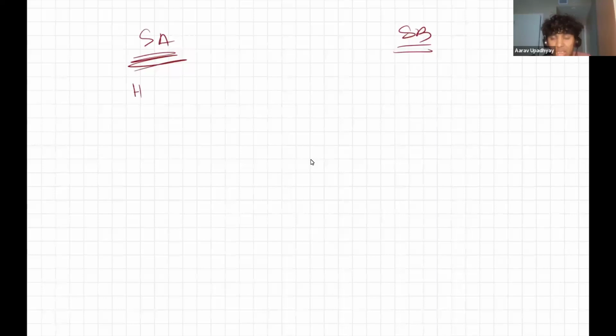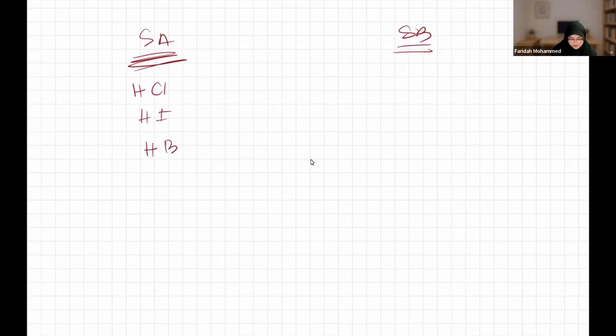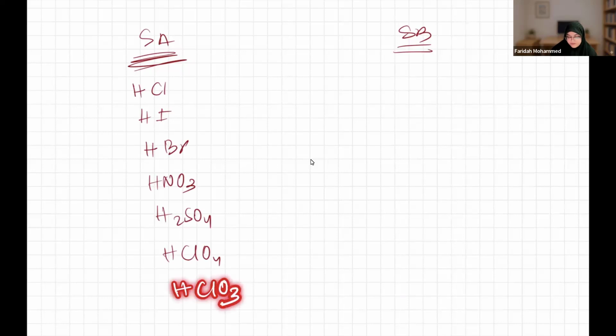Strong acids: HCl, HI, HBr, HNO3, H2SO4, HClO4, okay? In college, you're also going to see that they include HClO3, but for AP Chem, just ignore this, okay? These are the strong acids.